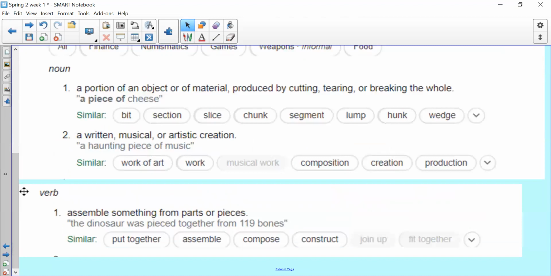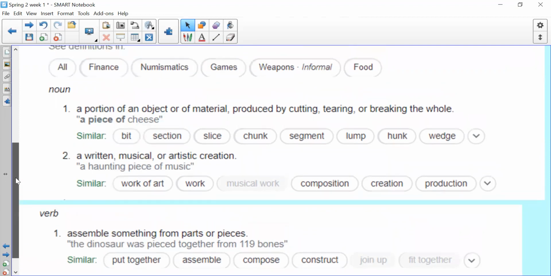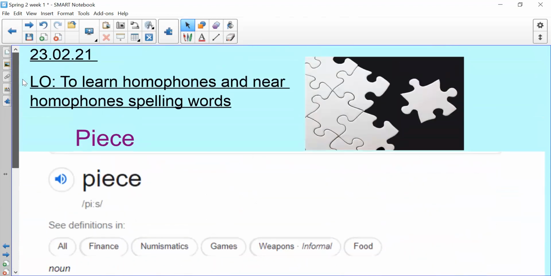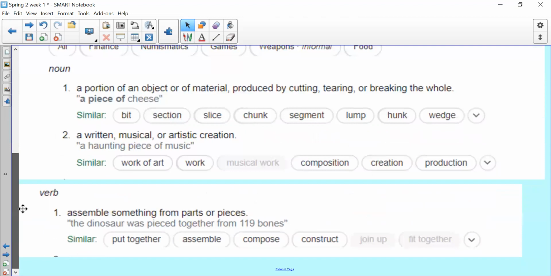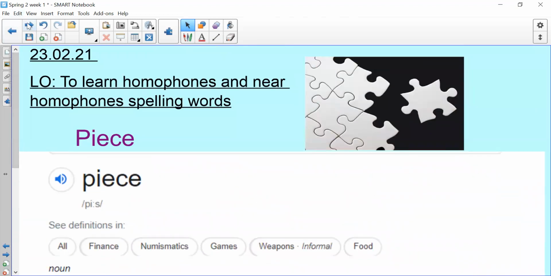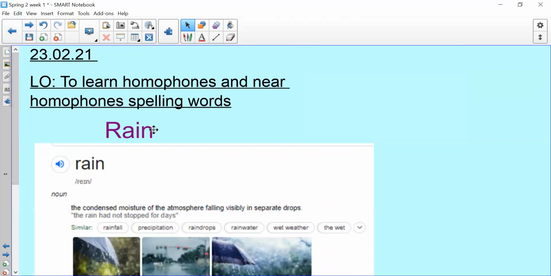Okay, if we're using it as a verb, it is to assemble something from parts or pieces. For example, the dinosaur was pieced together from 119 bones. You might have heard us saying that before. Oh, can you help us piece this puzzle together? And through the context of the sentence, it should tell you whether we are using it as a noun or as a verb. Okay. Next up, we have rain, spelt like this.